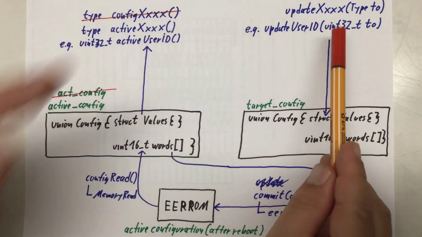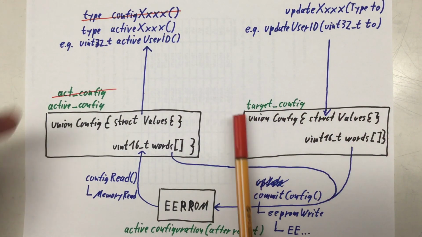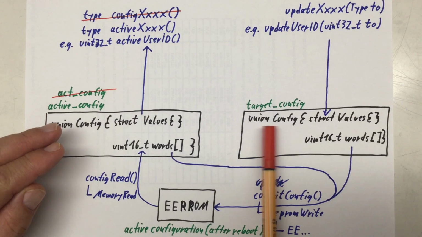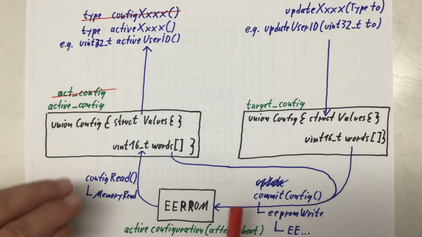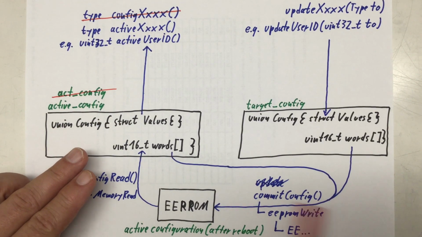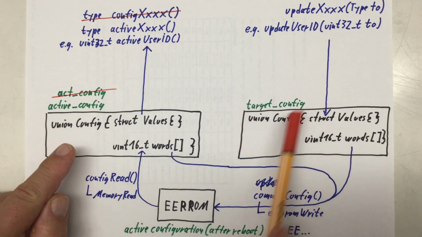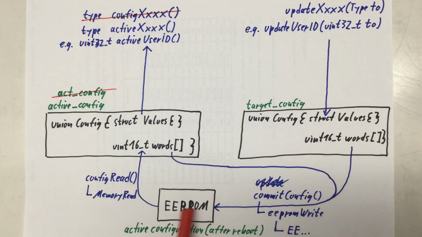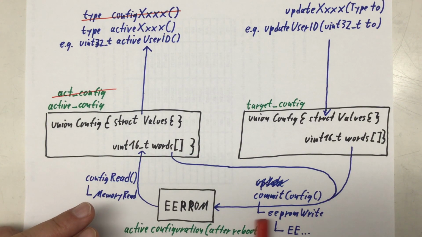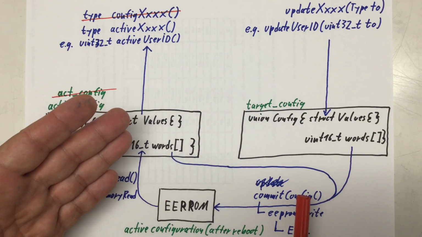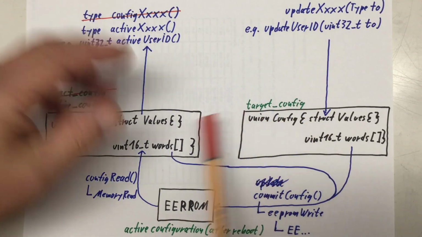These methods don't write directly into the active config, but instead into a mirrored target config of the type union config. And of course, they also write into the struct values. That will enable us to create a method commit config that compares the words arrays in the active config and the target config and only writes the changed words into the EEPROM using the EEPROM write method we implemented in the previous video. And yes, I borrowed the terminology of update and commit from SQL.